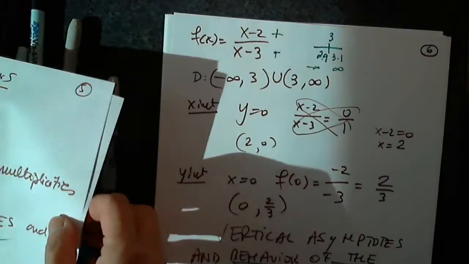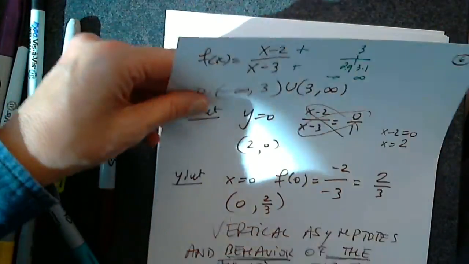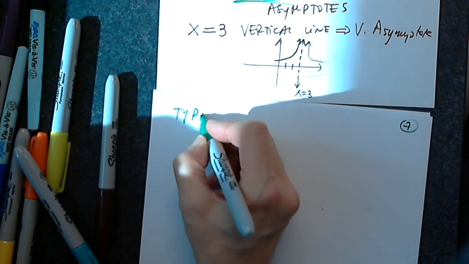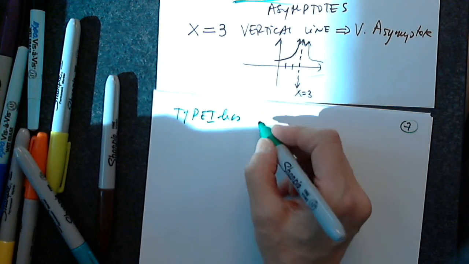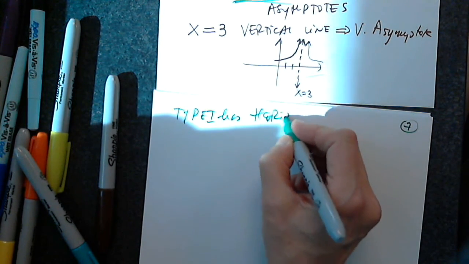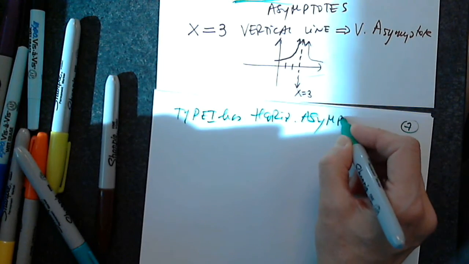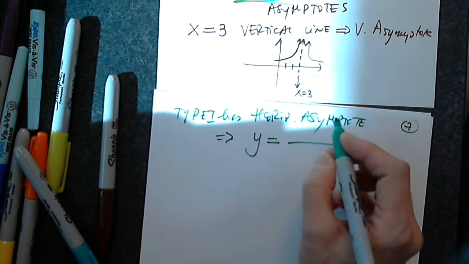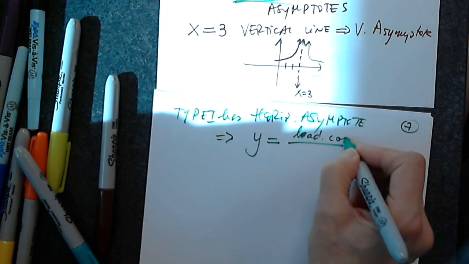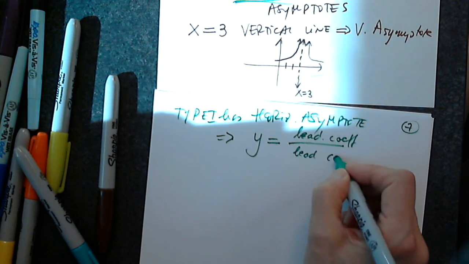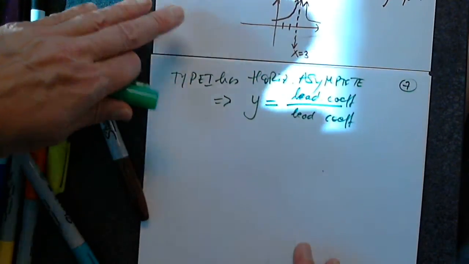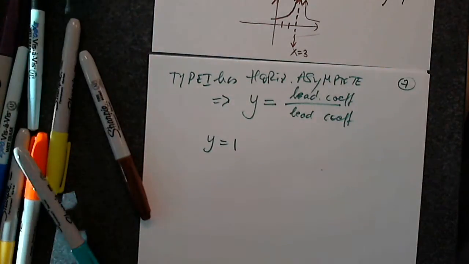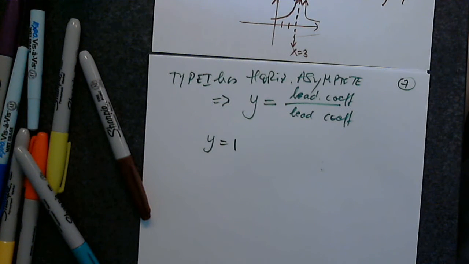So let me put this in writing. The sun is messing me up a little bit here. So type 1 has a horizontal asymptote, which is y equals leading coefficient over leading coefficient. In our case, y equals 1. And that will also be the end behavior.